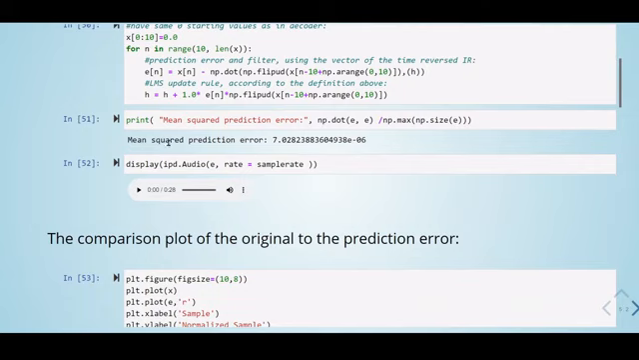So then we have the mean squared prediction error. It's calculated here, and we can listen to the error.